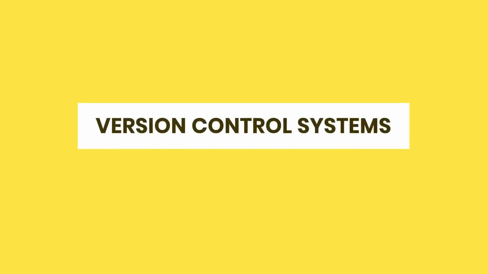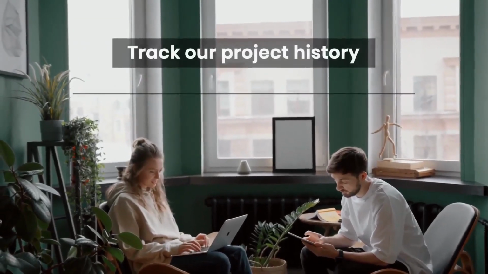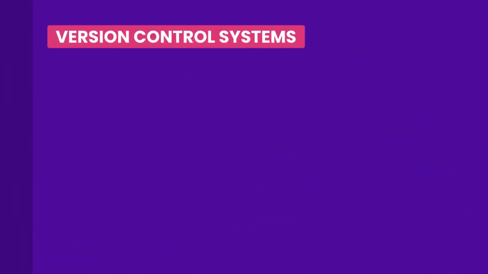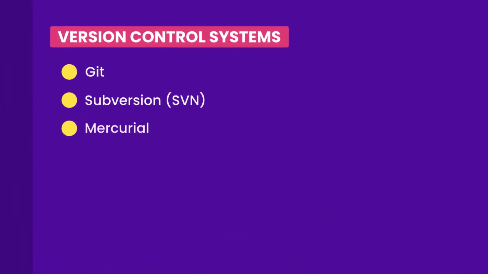All right, what's the next step? Version control systems. We use a version control system to keep track of our project history and work collaboratively with others. There are many version control systems out there like Git, Subversion, Mercurial, and so on.